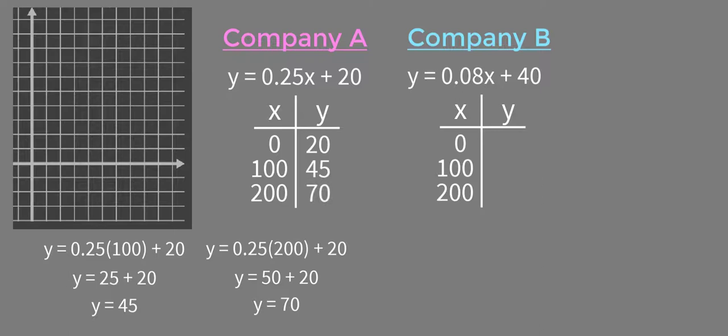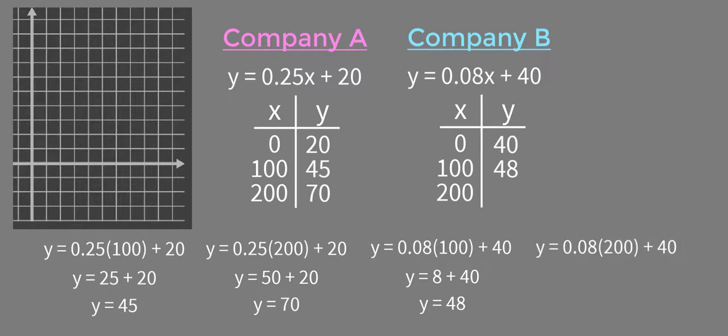Now we'll do the same thing with company B. Again, we're just picking 3 points and plotting those. With 0, we're going to have that initial cost of 40, because 0.08 times 0 is 0, plus 40 is 40. With 100, we have Y equals 0.08 times 100 plus 40, which equals 8 plus 40, which equals 48. And with 200, we have Y equals 0.08 times 200 plus 40, which equals 16 plus 40, which equals 56.